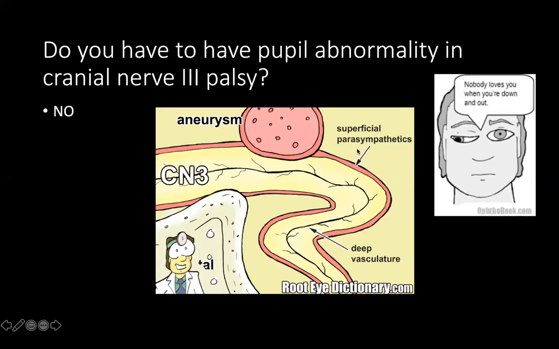Somebody had asked the question, can you have a pupil abnormality in a brain tumor? Yes. Here's how. A brain tumor can push on the cranial nerve 3 and interrupt those signals to the eye, such that the eye movement and the pupillary response are impaired.